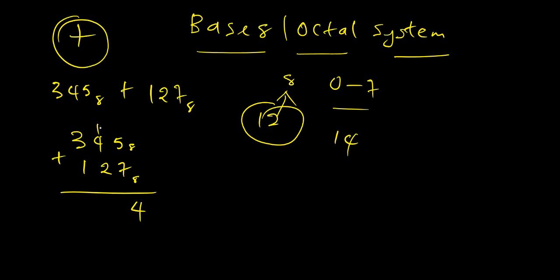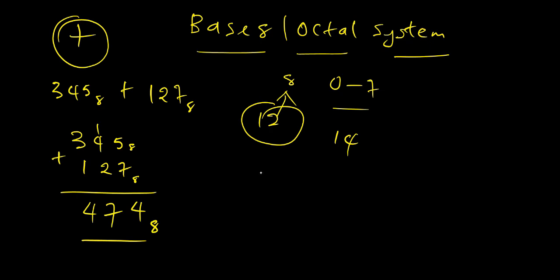So we're going to continue adding. So we have 4 plus 1, 5 plus 2, 7. So we can write down 7. Then we have 3 plus 1, which is 4. So we have 474 in base 8. Let's look at another example.